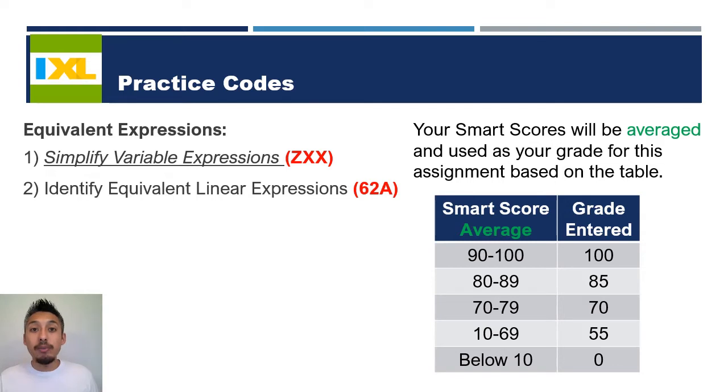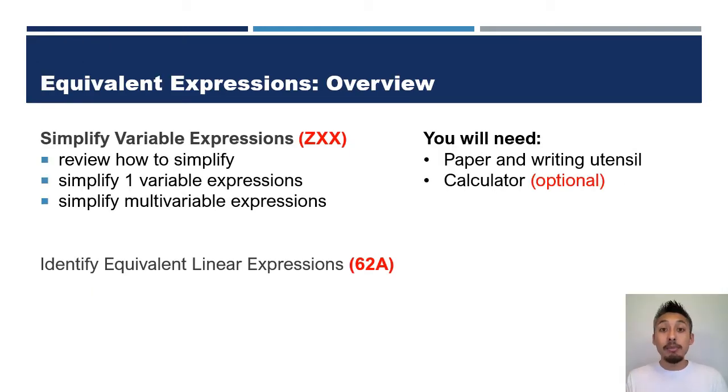For your grade for this assignment, I will be averaging your scores based on the table that you see here. As always, you choose your grade. You choose how high of a score you want. If you just want the bare minimum, you could aim for that 70. But if you want to show me that you really understand this, then you want to aim for a 90 or 100. Like I said before, this video is going to be focusing on just that first practice code, ZXX.